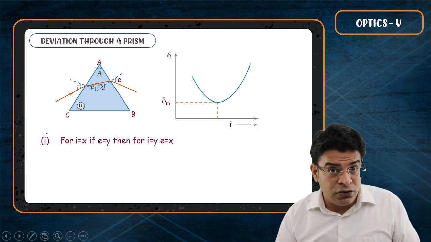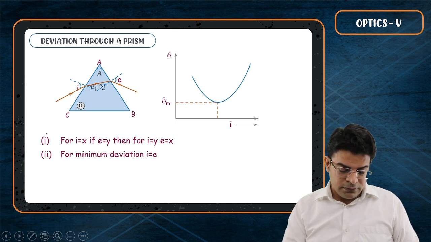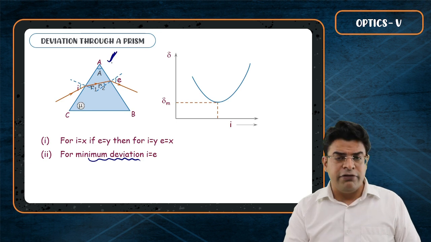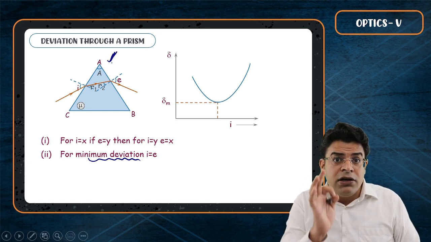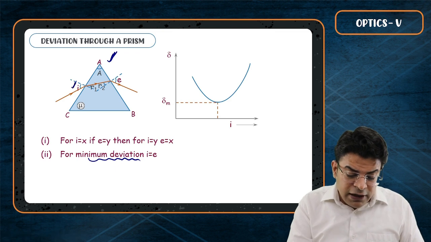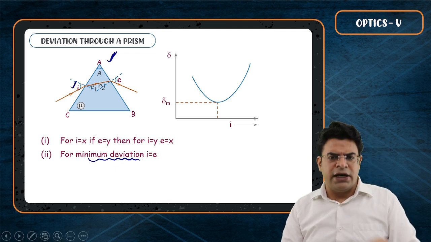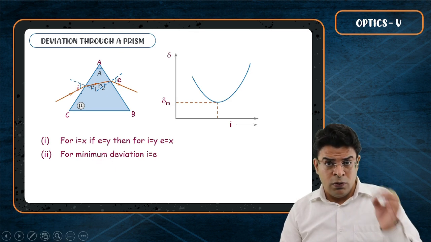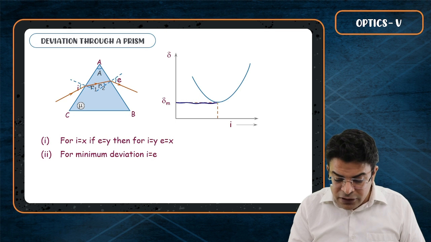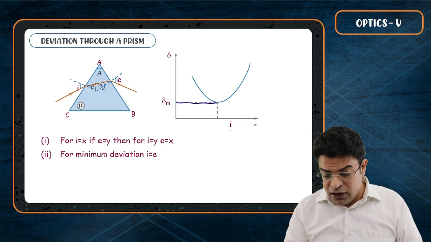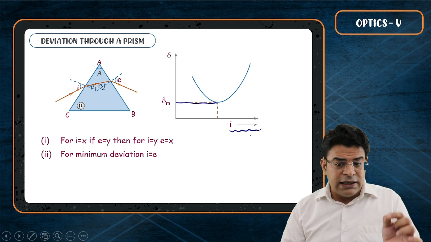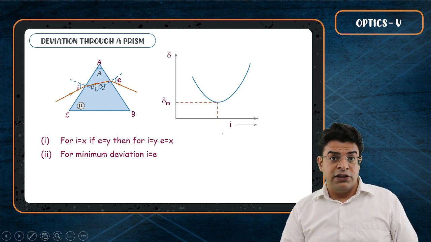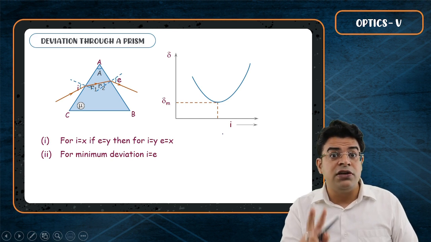The second thing you should know, and it's really important, is this. For a prism to show minimum deviation, this happens under the condition when you keep the value of angle of incidence such that the angle of emergence is same as the angle of incidence. Once more, you get the minimum deviation for such a value of angle of incidence such that the angle of emergence is same as the angle of incidence. This is the second important condition which you should know.